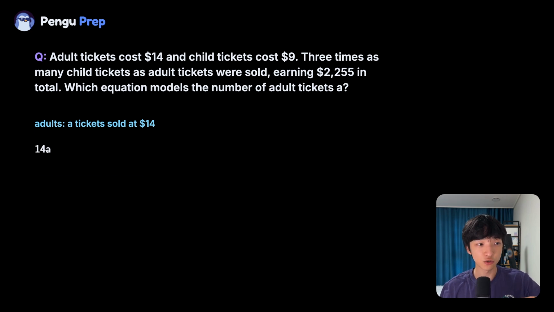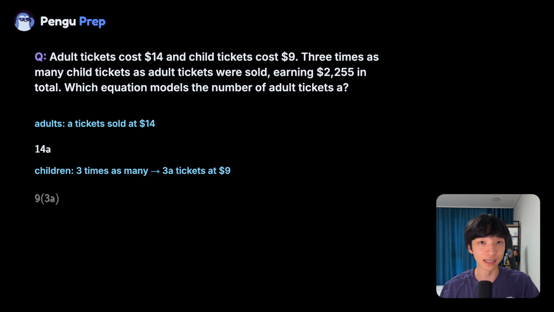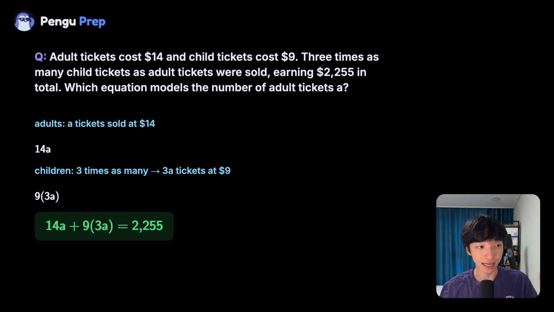And for children, 3 times as many child tickets were sold as adult tickets, so 3A tickets were sold. And the earnings for each ticket is $9, so the total earnings from children is 9 times 3A. Afterwards, we just add them together to get 14A plus 9 times 3A, and that has to equal the total earnings, which is 2,255. So A is the correct answer.